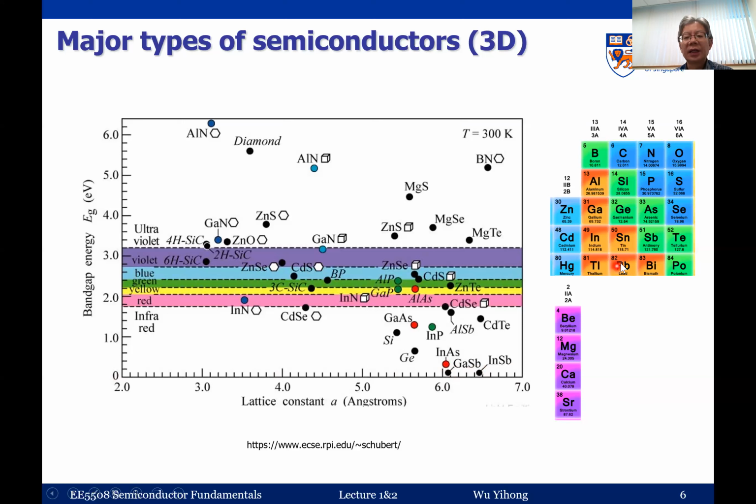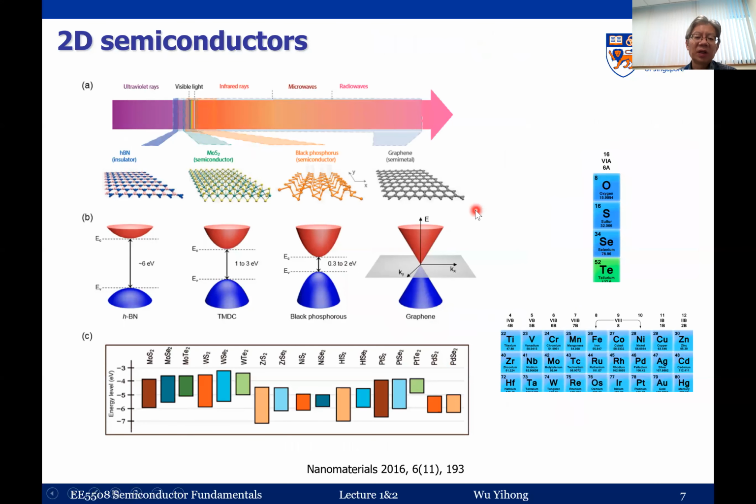Okay, and so these are the elements in the periodic table, and you can pick out some of these to form all these kinds of materials, right? And then for this 2D semiconductor, you can see that it's mainly formed from these 6A elements. So you have oxygen, sulfur, selenium, and then tellurium.